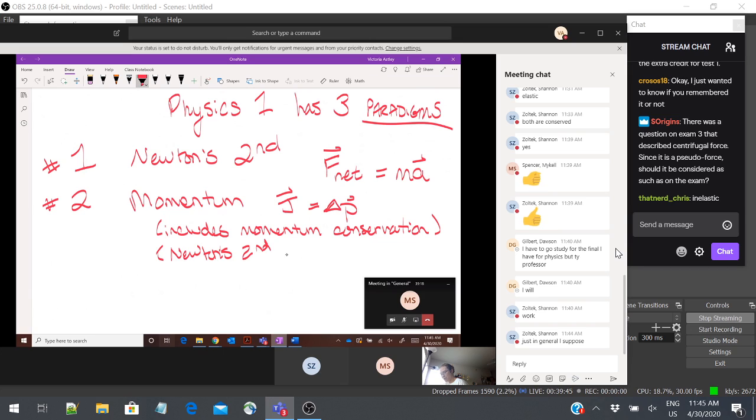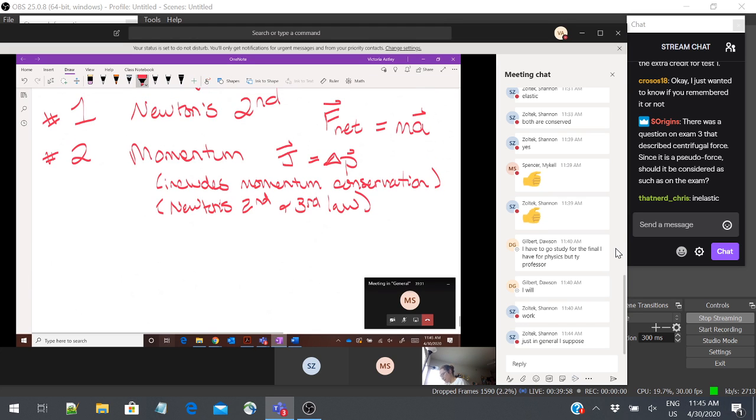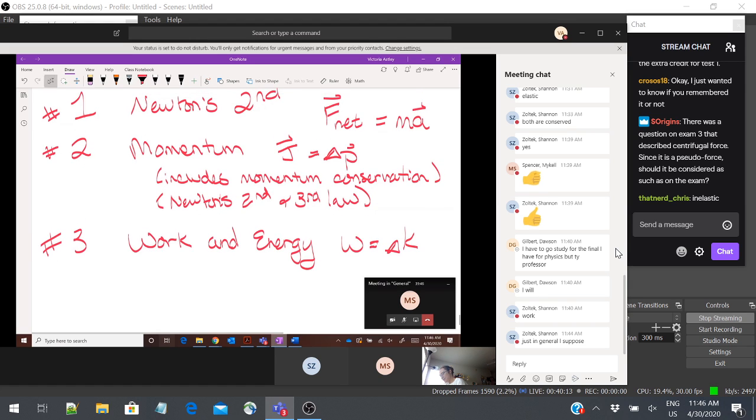It's just a different way to do the math, right? It's not that one of these doesn't apply or that it's wrong. It's that they're useful for different situations, right? And then number 3 is work and energy, where work is delta K. So these 3, oh, that's not very good color.